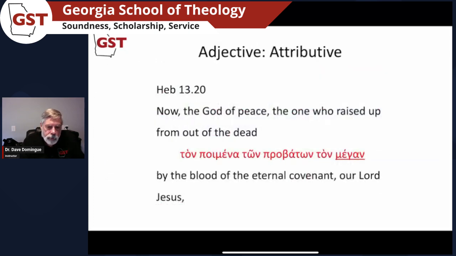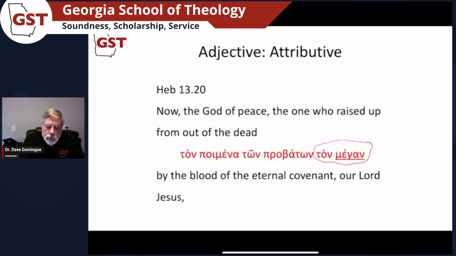Let's do a little bit of practice here. Hebrews 13, verse 20. Now the God of peace, the one who raised up from out of the dead, ton poimena, ton probaton, ton megan, by the blood of the eternal covenant, our Lord Jesus. All right. So in the middle of this English is this Greek text with an adjective, and this adjective has an article. Well, that should tell you something automatically.